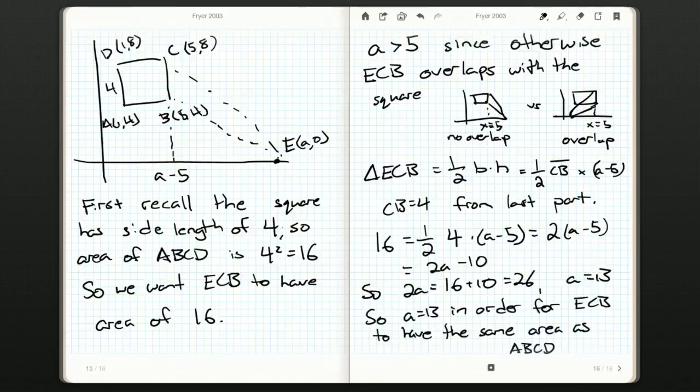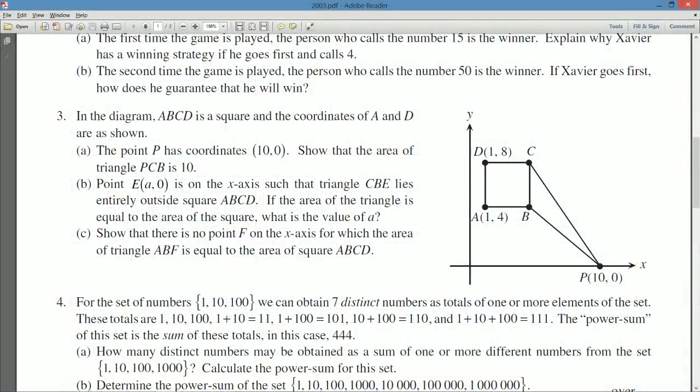Notice that if we were allowed overlap, there'd be 2 possibilities. One where a is greater than 5, and another where a was less than 5. With a less than 5, a would have to be -3. But we were specifically told that they couldn't overlap, so that forces a to be greater than 5. So a is 13, and that's all we were asked for in the B part, which is to calculate the value of a. Triangle equal to area of square, we did that. All right.